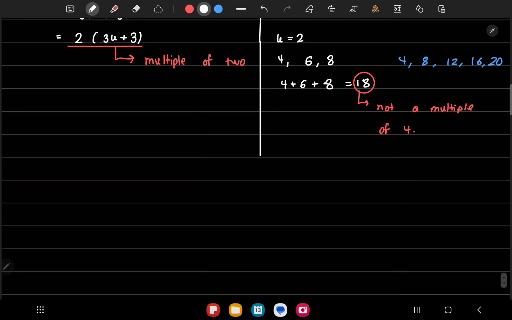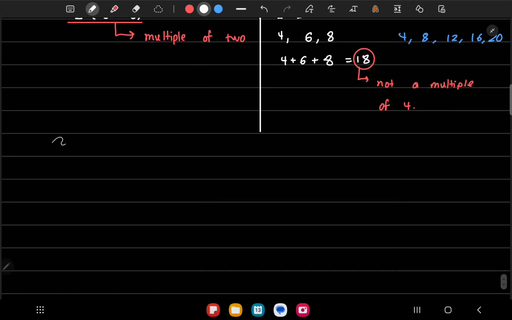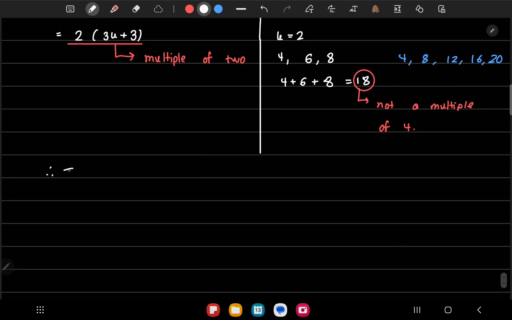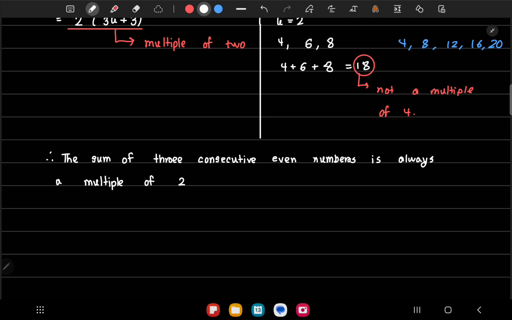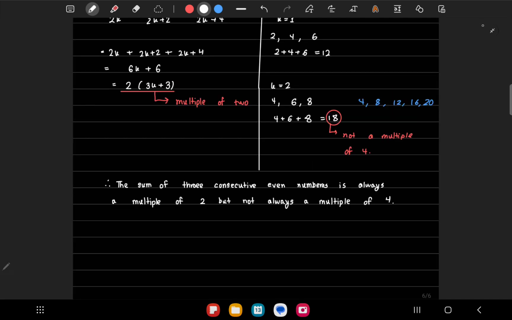And finally, we'll just write down a statement by paraphrasing the question, like therefore. So this is the first part of our statement, that the sum of 3 consecutive even numbers is always a multiple of 2. The next part will involve stating that it's not necessarily a multiple of 4. And this is it for this video.